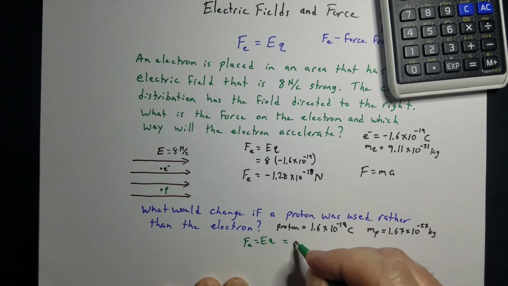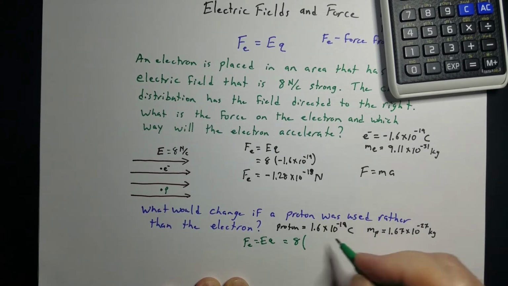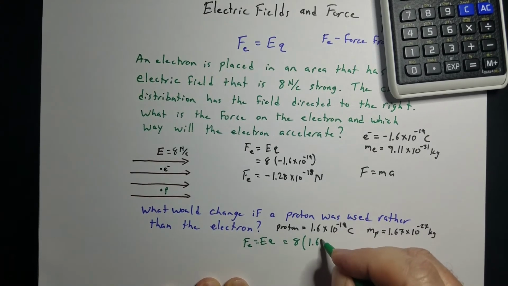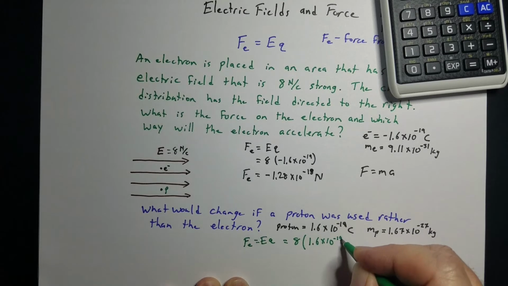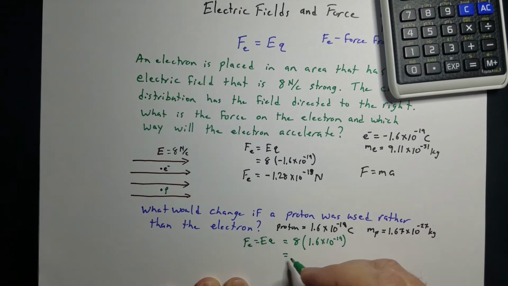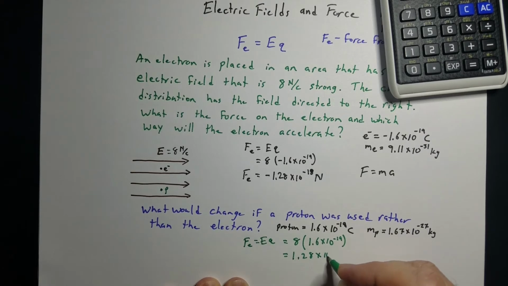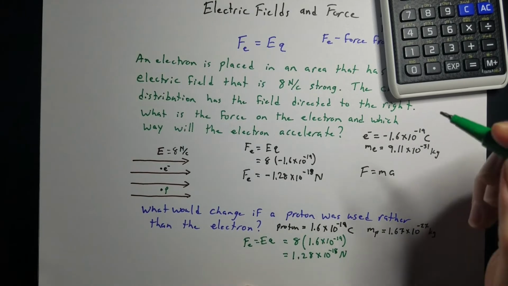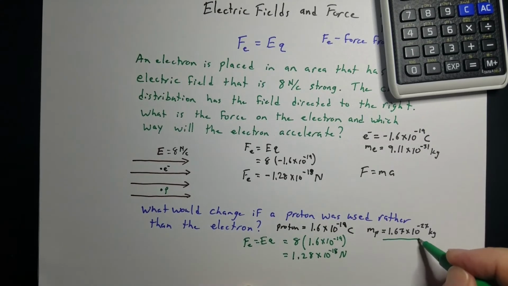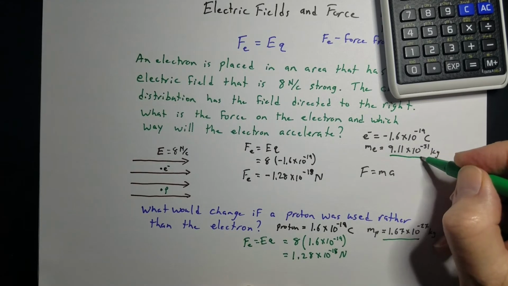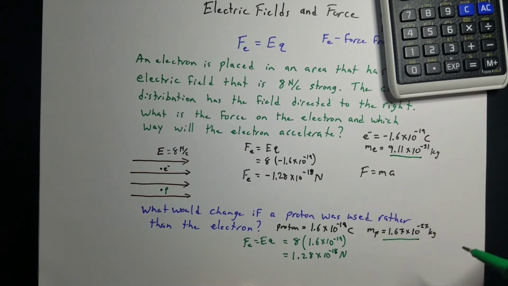So we're still going to get the electric field is still 8. The charge for a proton is positive 1.6 times 10 to the minus 19 coulombs. So we would get a positive 1.28 times 10 to the minus 18 newtons. So both charges would feel the same force, but since a proton is much more massive than the electron, the proton will have a smaller acceleration than the electron does.